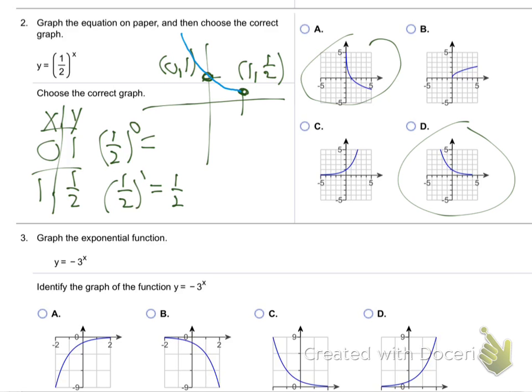Am I going too fast? That's good. Now, how do we know whether it's A or D? Well, it's not A, huh? Because look at A. Right there at 1, it's at 0, actually, isn't it? It's already at 0, but at 1, it's supposed to be up above 0 at a half. So the answer is D.